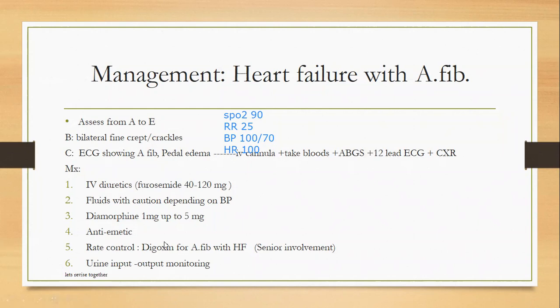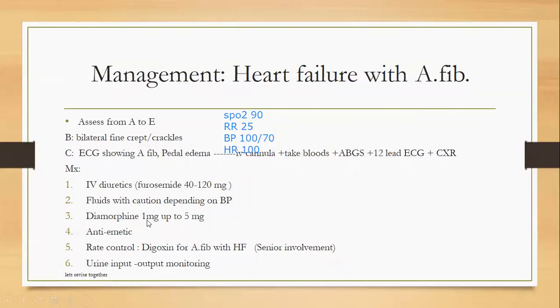And then we need to give diamorphine as well to this patient, 1 milligram up to 5 milligram. He might be having some chest pain. If not chest pain, still we will be giving this diamorphine. It is a treatment of heart failure because it has something to do with the parasympathetic nervous system. Then if the patient is complaining of any other problem like maybe nausea, we are going to give an antiemetic as well.